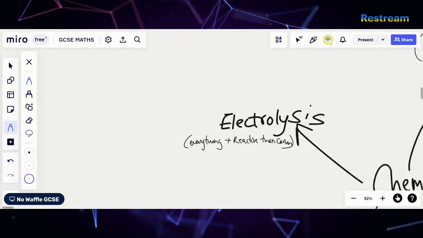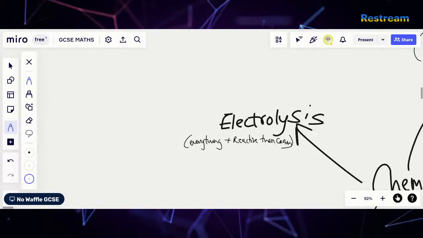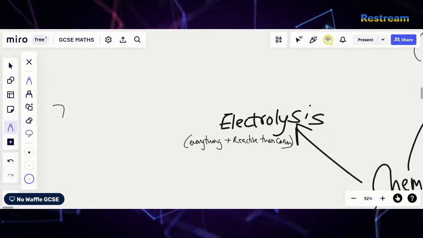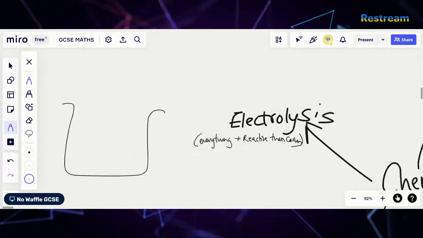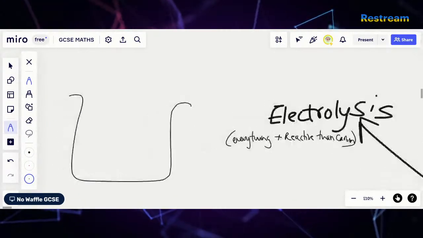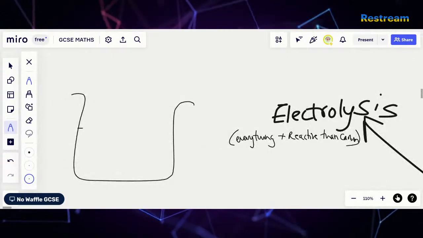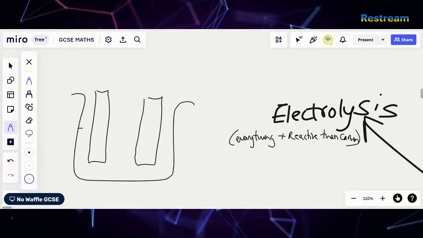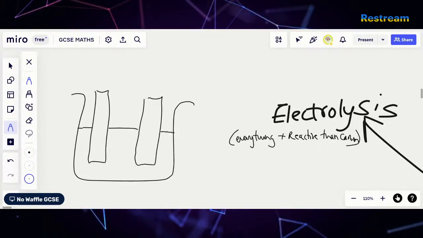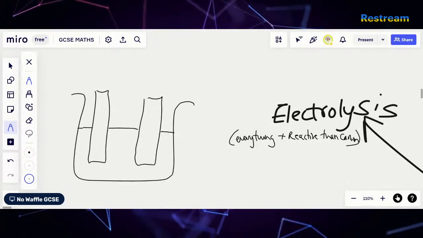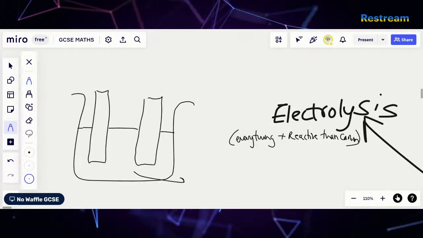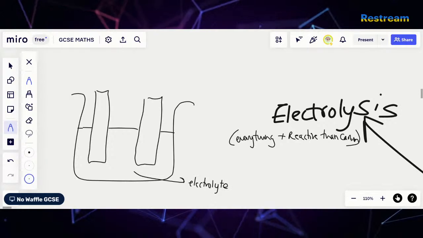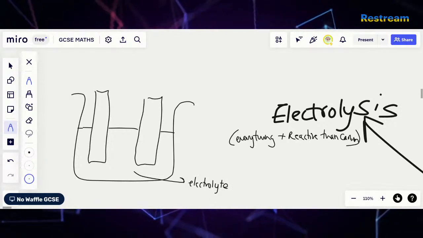So how electrolysis works is just splitting something up with electricity. What you have is the solution and two blocks. We call these electrodes. Now, the solution is what we call the electrolyte. The electrolyte is a molten or dissolved ionic compound.